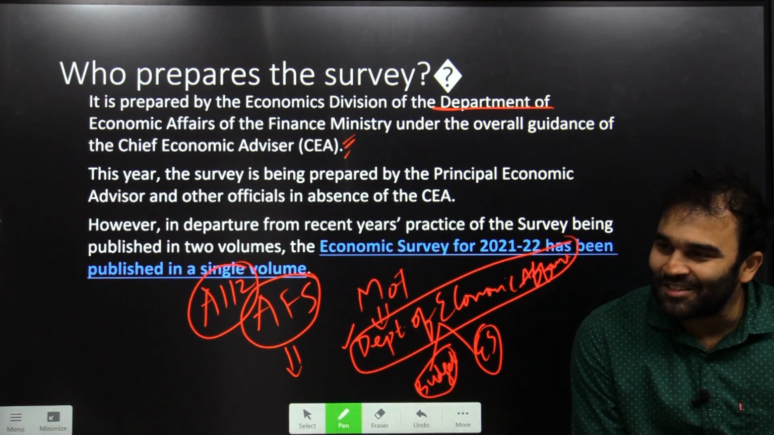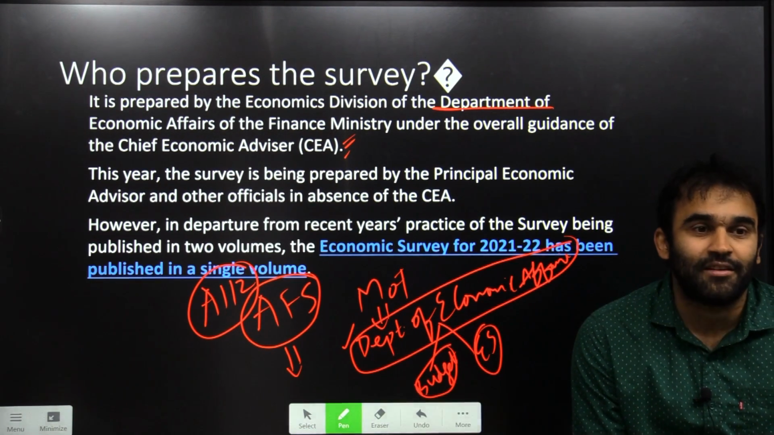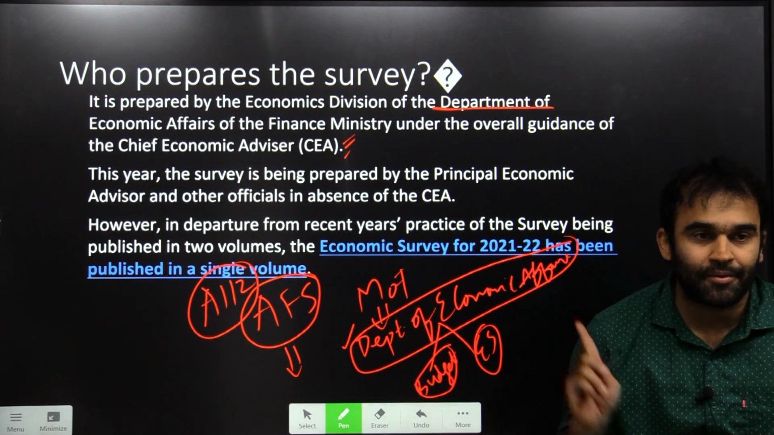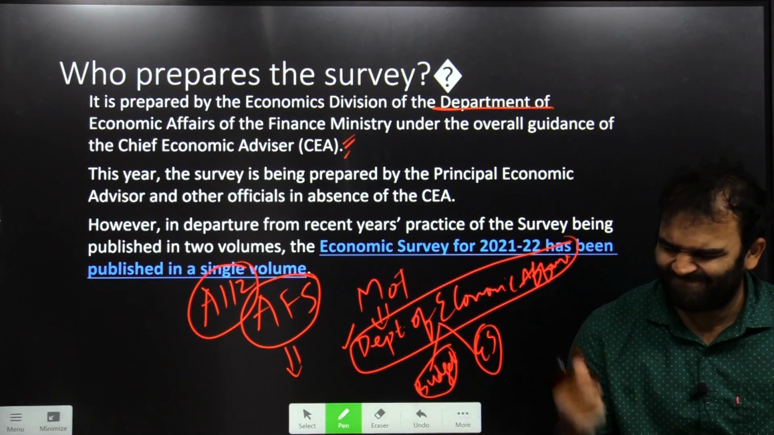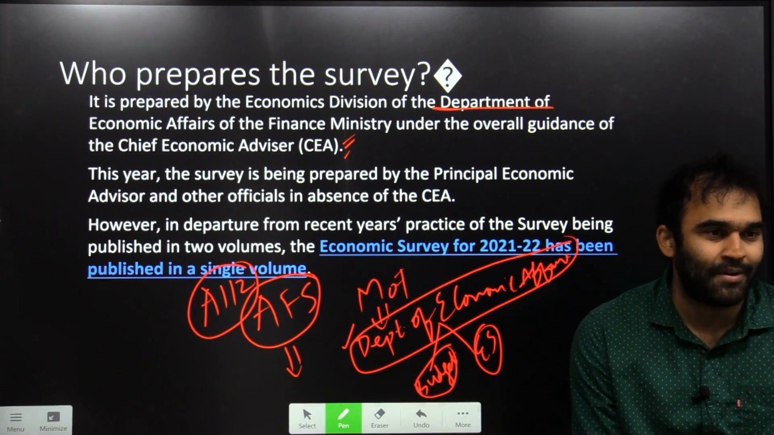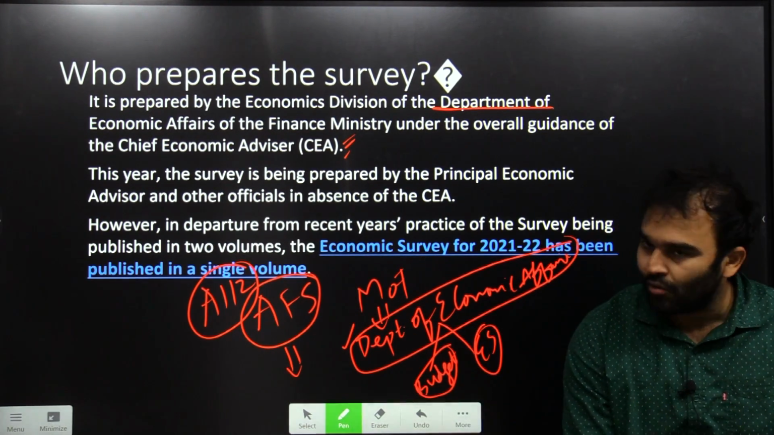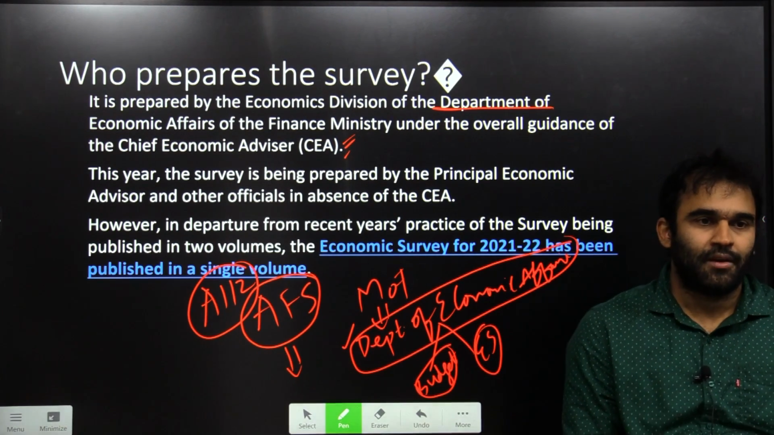There is no such provision in the Constitution, meaning it's not the constitutional responsibility. So governments can skip economic surveys, not the annual financial statement. Governments can skip economic surveys. Yes, Ifra, you are right. There is no constitutional provision.